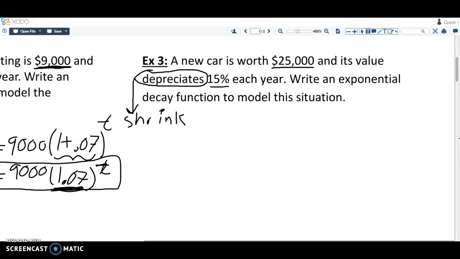And so I also know that it's depreciating at 15% each year. But because it's depreciating, I know it's shrinking, and so this is not exponential growth, it's an exponential decay function. And so we're going to use the formula y equals a times 1 minus r to the power of t. The value of the car starts off at 25,000. So let's see if you can figure out what this equation is.